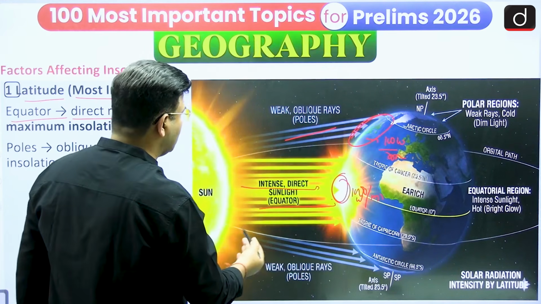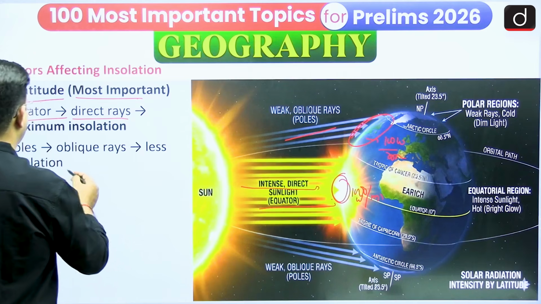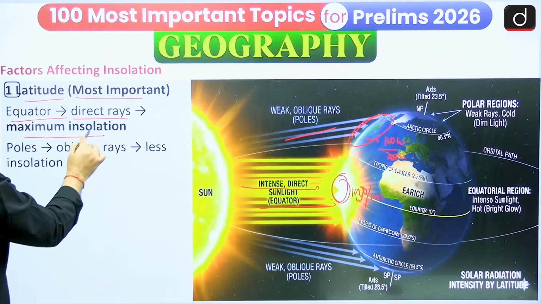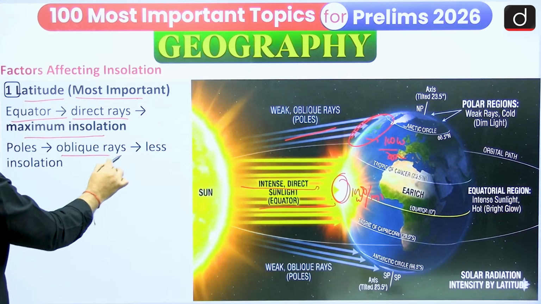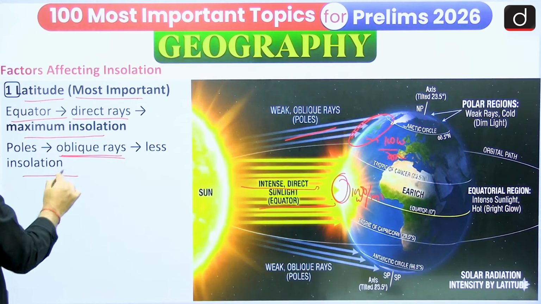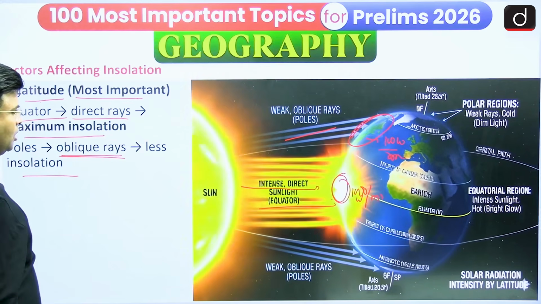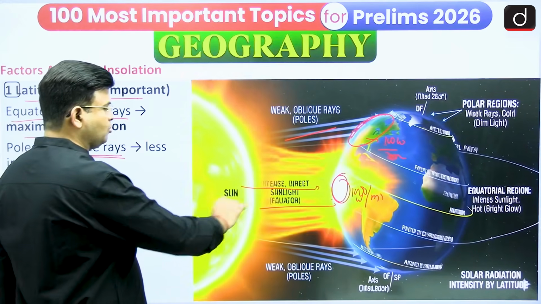So the heating depends upon the latitude. Maximum insolation is in the low latitudes, and at the poles the rays are oblique or slant, therefore less insolation. Is it okay? So in this region we can say more insolation.